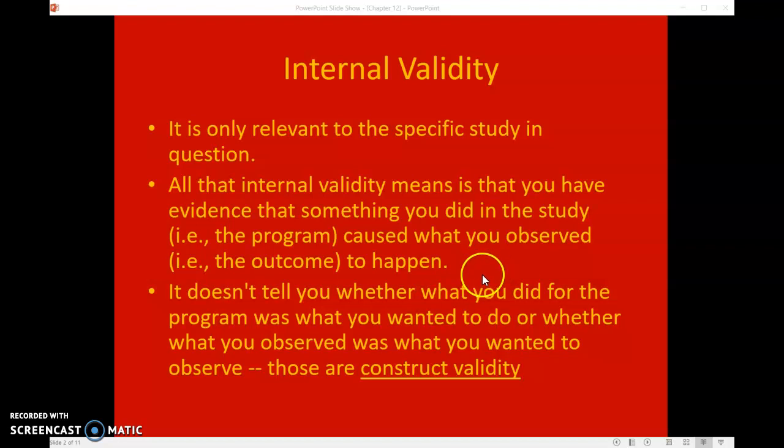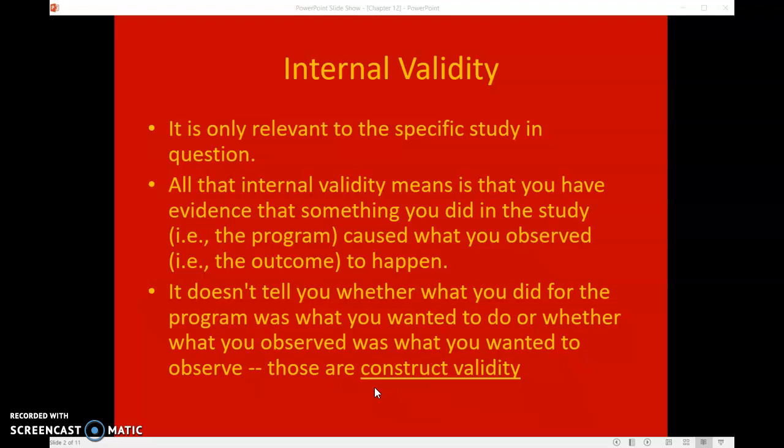You did something to an experimental group that you didn't do to a control group. Something happened, and you could say that because of what you did, there was an end result. What you don't know, without some pretty serious work, is whether what you did for the program was what you wanted to do, or whether what you observed was what you wanted to observe. Those are construct validity, and this is an example of validity in relation to whether or not something does what it says it's supposed to.